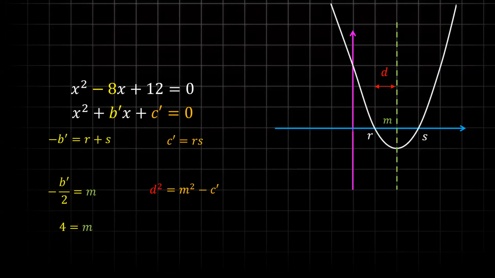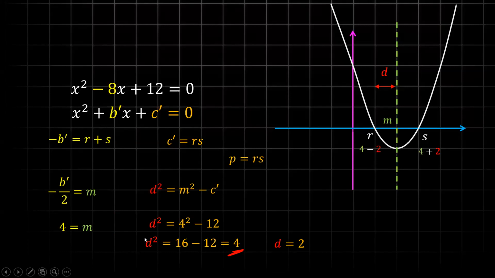Okay, but do you agree the midpoint is 4 immediately? Once you get the midpoint, what's the distance? M square, you got to substitute, 4 square minus 12. Take the square root, 4, done. So the roots are 4 plus 2 and 4 minus 2.